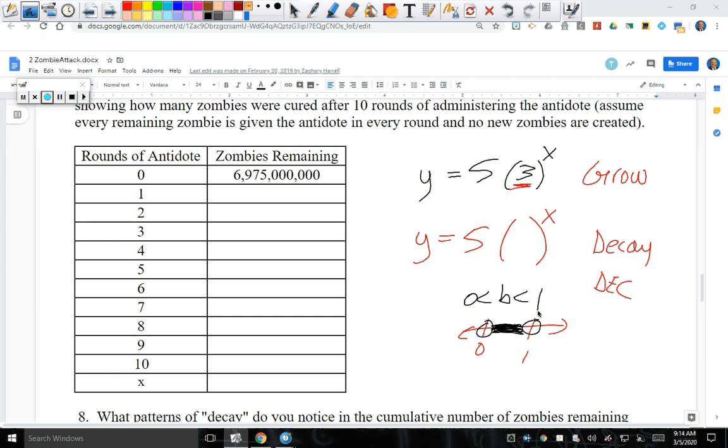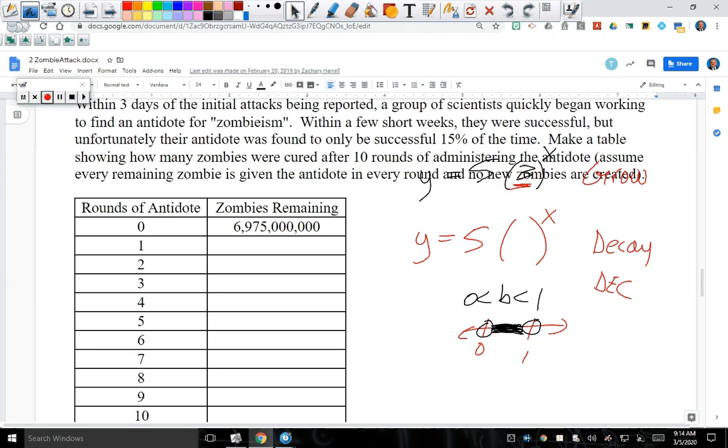Alright, so let's go to this example problem that we're looking at right now. And it says, for the antidote, within 3 days of the initial attacks being reported, a group of scientists quickly began working to find an antidote for zombieism. Within a few short weeks, they were successful, but unfortunately their antidote was found to only be successful 15% of the time. Make a table showing how many zombies were cured after 10 rounds of administering the antidote, assuming every remaining zombie is given the antidote in every round and no new zombies are created.